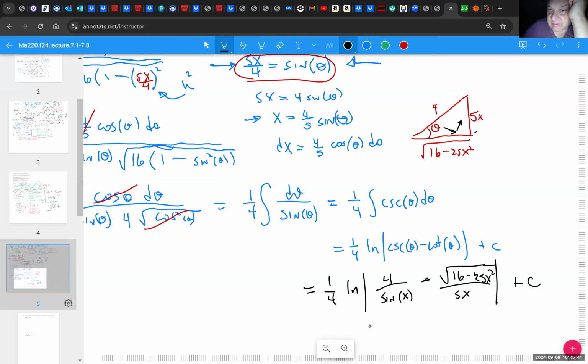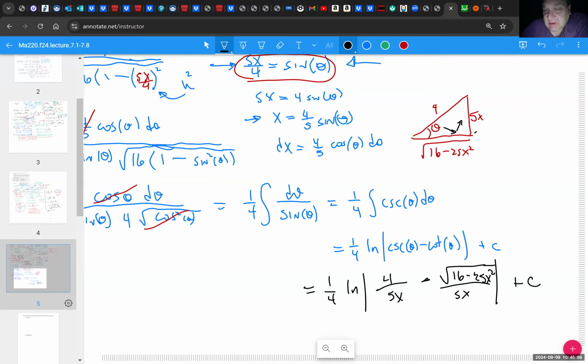This can't be sine x here. What did I do wrong here? Oh, it's 4 over 5x. I think I said 5x, and I wrote sine x. My apologies. I was trying to do it error-free. I think I made it right to the end. I got excited and celebrated too early.